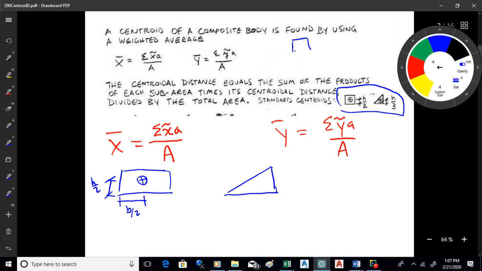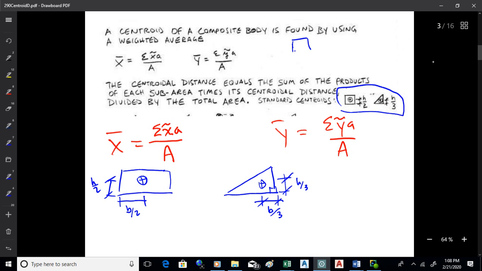A right triangle is a little different. With a right triangle, the centroid is what I'd call the third point. I don't know if anyone else calls it that, but that's what I call it, because it's a third of the base and a third of the height for a right triangle. Okay, so that's how you can locate the centroid of those simple figures. And that's on the back of your formula sheet on the right side, about 2/3 of the way down.